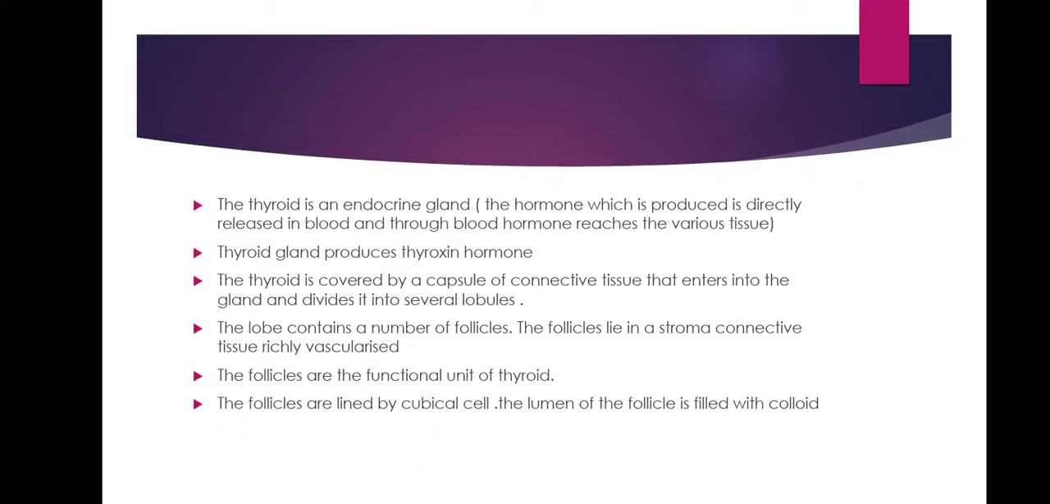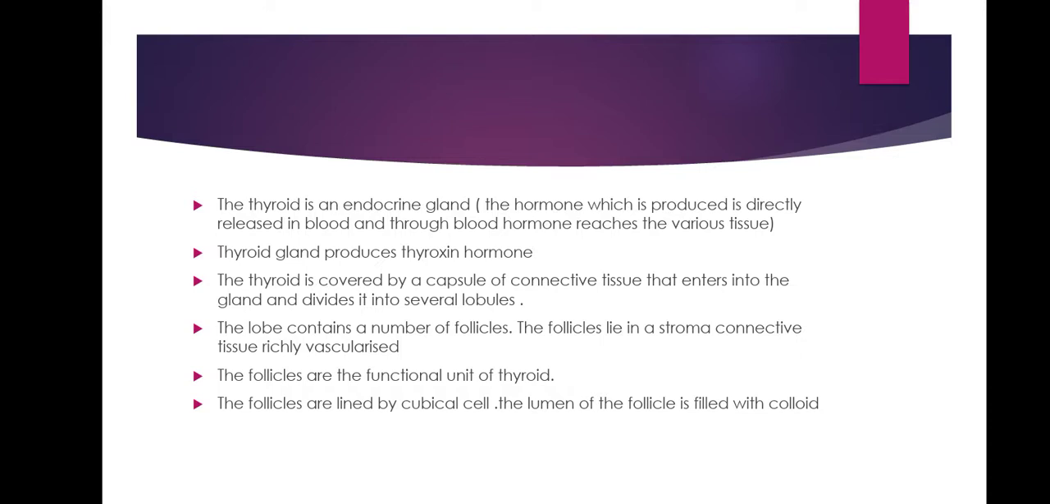The thyroid is an endocrine gland, means the hormone which is produced is directly released in blood and through blood hormone reaches the various tissue. Thyroid gland produces a hormone called as thyroxine.